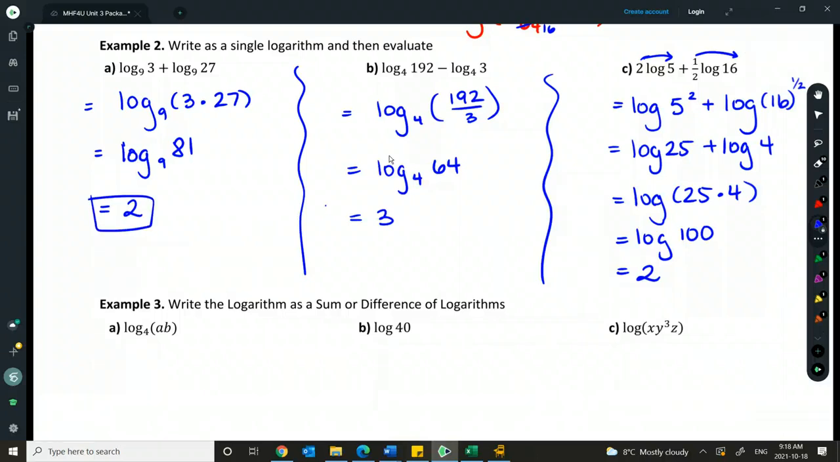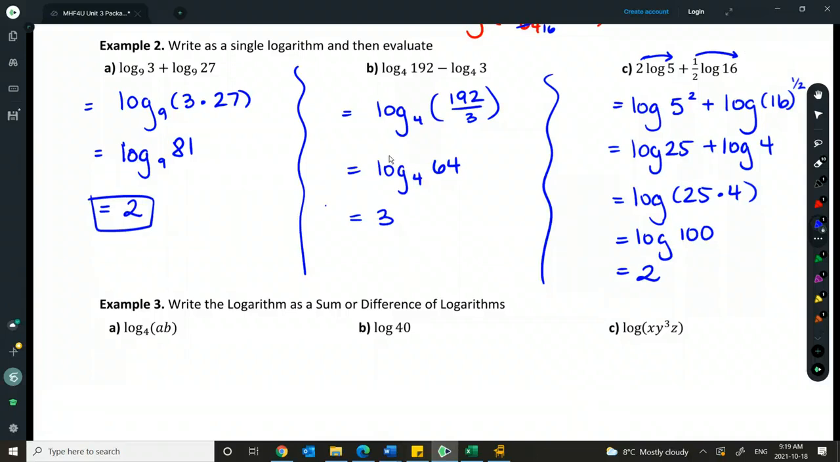Okay, similarly, this one's subtraction. So subtractions become divisions. That's quotient law. So I keep the base, keep log base 4, as long as both are the same base here. And then we write 192 divided by the inside of the second logarithm, which is 3. That becomes 64. And again, no calculator needed here.